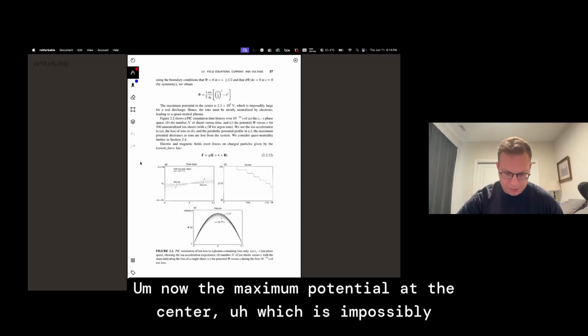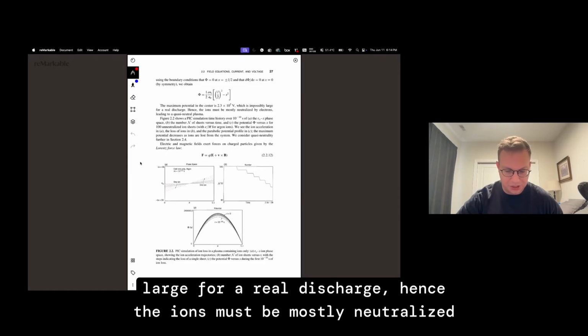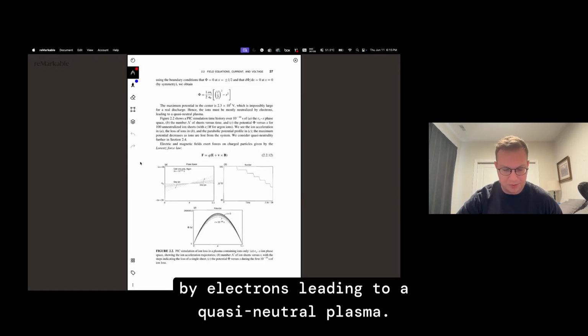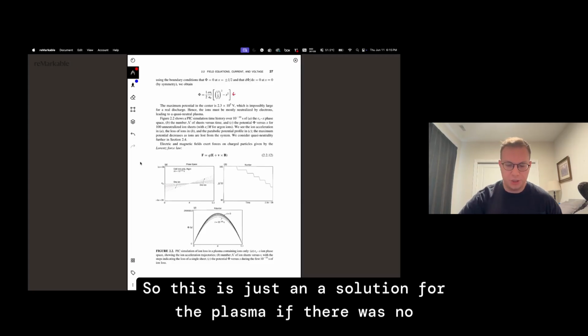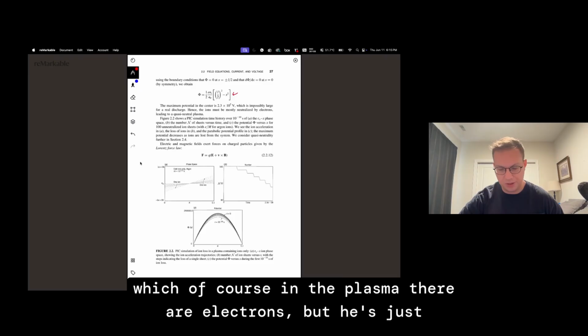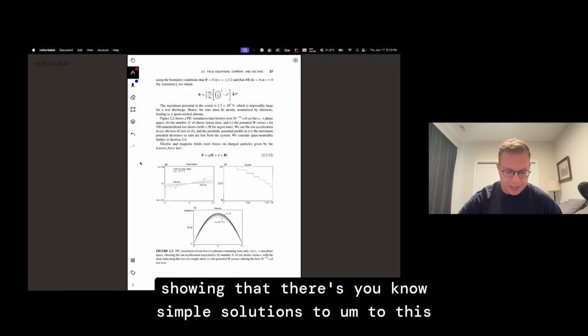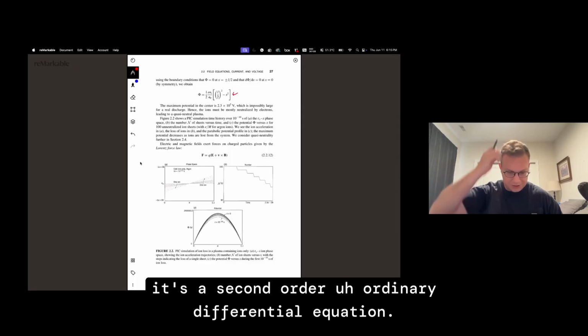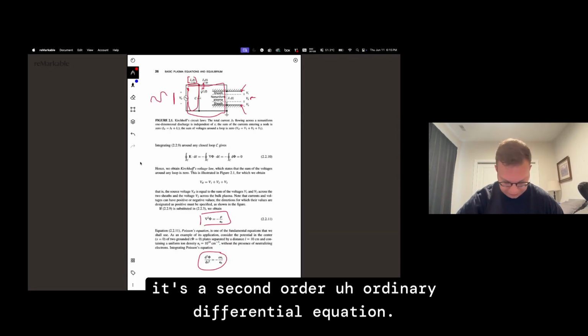Now, the maximum potential at the center is impossibly large for a real discharge. Hence, the ions must be mostly neutralized by electrons, leading to a quasi-neutral plasma. So this is just a solution for the plasma if there were no electrons, which of course in a real plasma there are, but he's just showing that there are simple solutions to this equation. It's a second order ordinary differential equation.